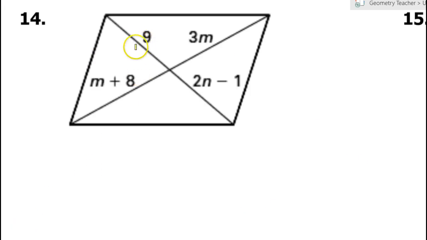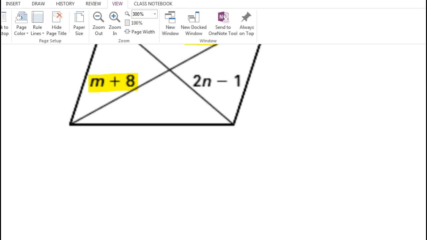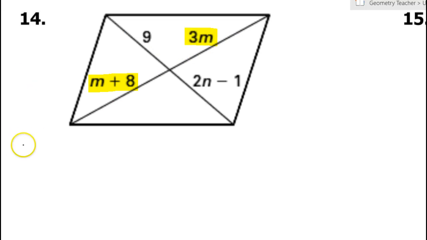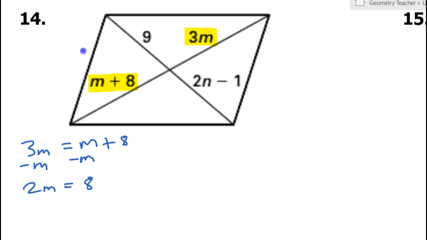In number 14, we remember that the diagonals bisect each other. In other words, they cut each other exactly in half. So these two halves should be equal to each other. So that means that 3m should equal m plus 8. Subtracting m from both sides, that tells me that 2m is equal to 8. Dividing both sides by 2, I discover that m is equal to 4.